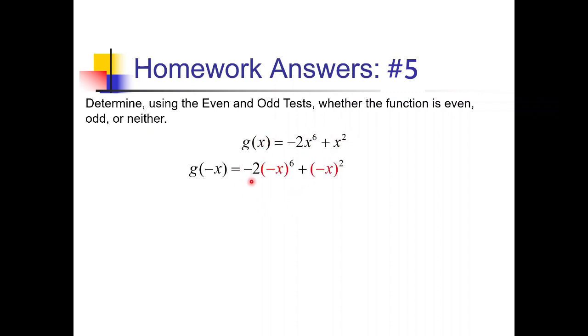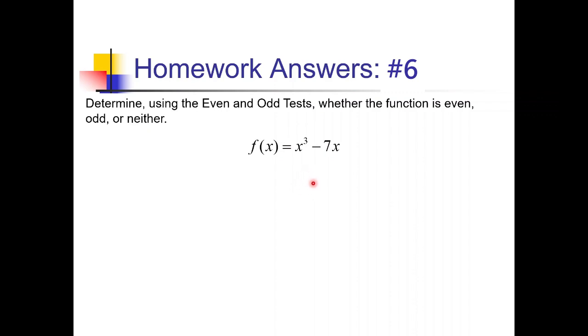So g of negative x, this is going to be negative 2 times positive x to the sixth, and then this is going to be a plus x squared. And that does match g of x right here. So because those two things match, this proves that we do have an even function.